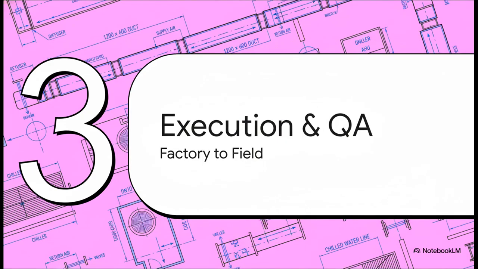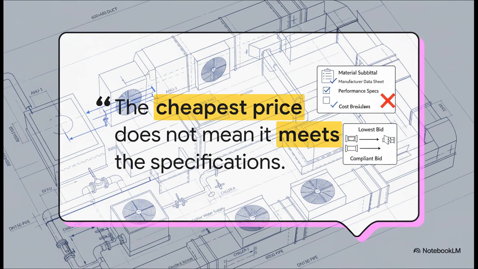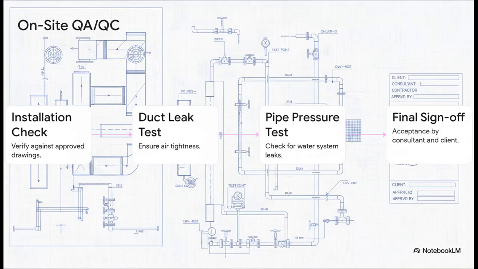And that brings us perfectly to Section 3, Execution and Quality Assurance. Now we're moving out of the digital world of plans and models and into the real world of steel, copper, and concrete. Now here's a piece of advice straight from the trenches. The cheapest price does not mean it meets the spec. When you're buying materials, you have to be relentless about checking the submittals and the supplier's qualifications. Trust me, choosing the lowest bid without verifying it actually complies with the project specs is just a recipe for total disaster.